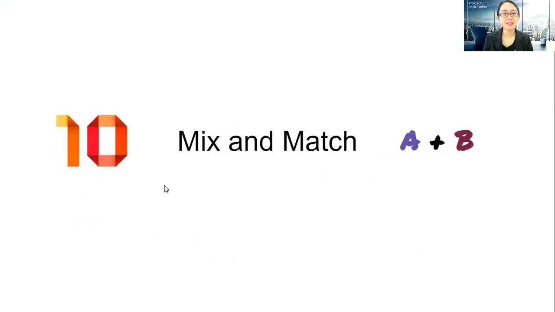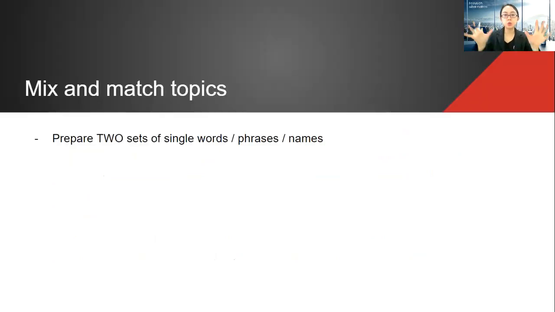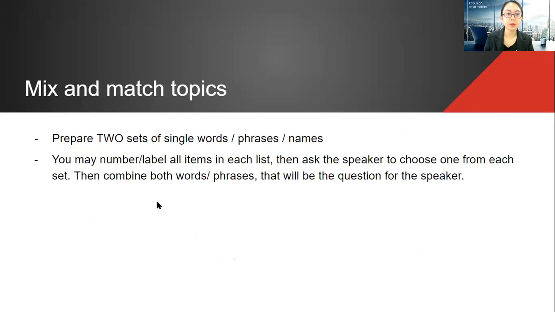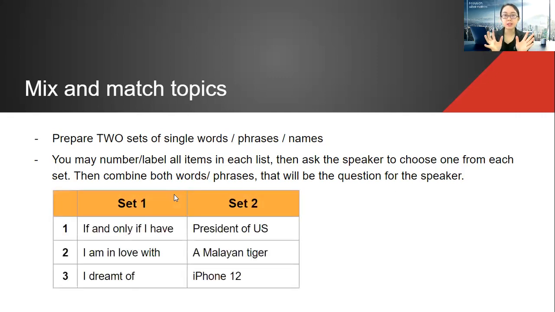And the next method is called mix and match. Mix and match means that the speaker will need to choose from 2 sets of words, phrases, or names. For example, you may need to prepare quite a lot of single words or phrases, depending on how you want to do it. And then you have different sets with different labels, and you ask the speaker to pick which number or which sequence they want, okay? Then you combine both sides, then it becomes one set, and that will be the question for the speaker.